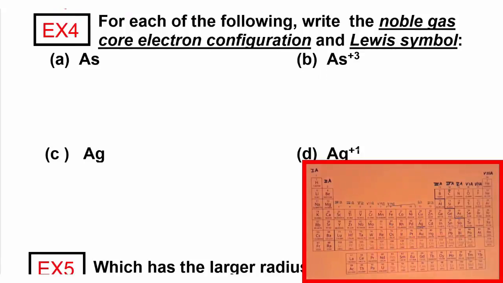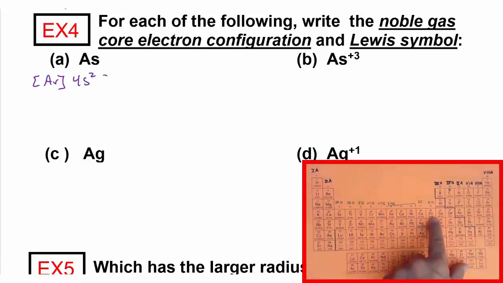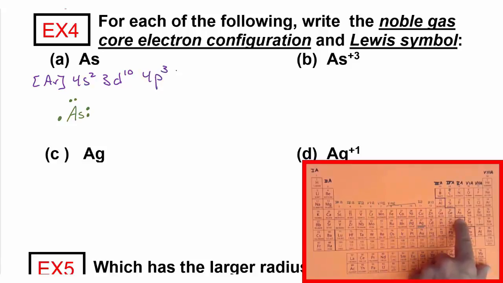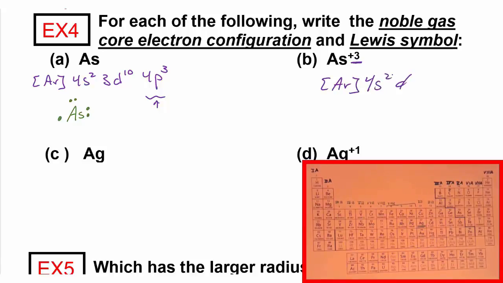For each of the following, write the noble gas core, electron configuration, and the Lewis symbol. Arsenic is right here. We'll have argon, 4s2, 3d10, 4p3. The arsenic ion, we have to lose 3 electrons. We'll lose these 3 right here. So we're left with just argon, 4s2, 3d10.